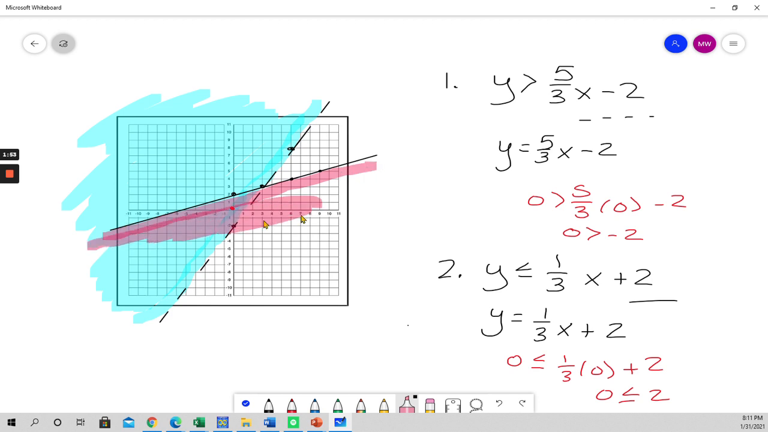So if you notice, the section of the graph that contains both the blue and the red would be considered the solution to this inequality, or this system of inequalities, because this is the only region of the graph that works for both.